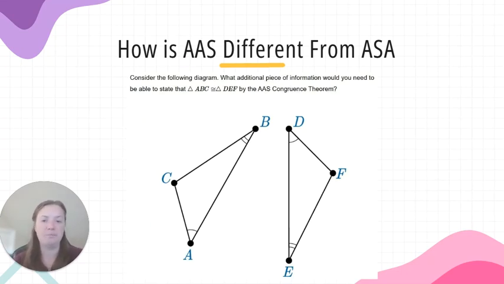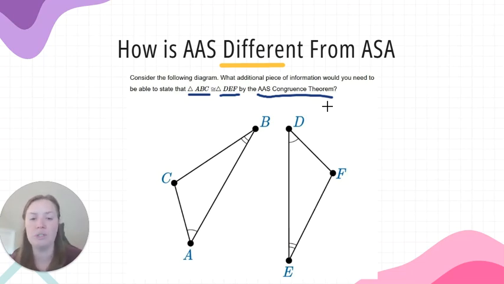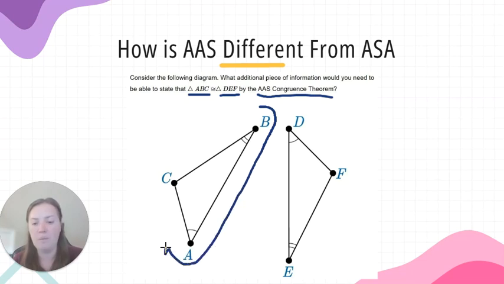So let's look at this example here. Consider the following diagram. What additional piece of information would you need to be able to state that triangle ABC is congruent to triangle DEF by angle side angle? When you are answering your questions, whether it be in the quick checks or in the tests, pay attention to what congruence theorem we are asking you to use. We are asking you to use angle side angle. So that means that when we are walking around our triangle, we start at B, we've got an angle, then we go to A, we've got another angle. Our third bit of information is a side.